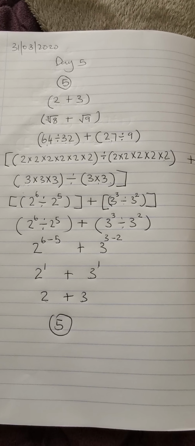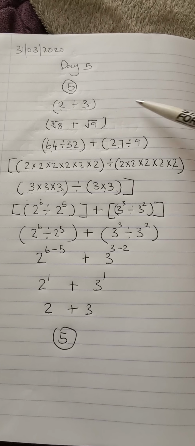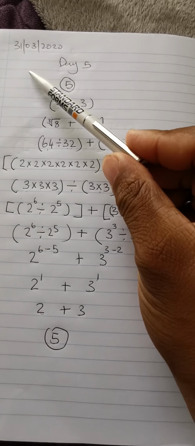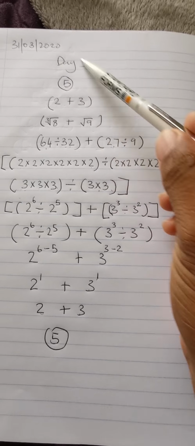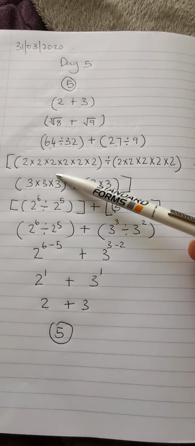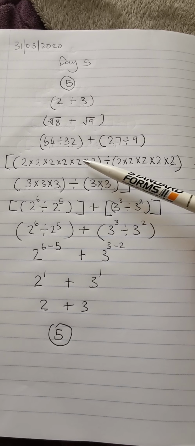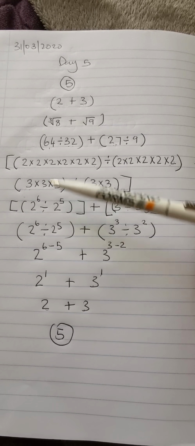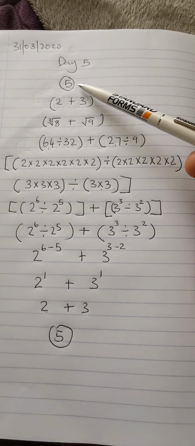Today it is day 6. Remember, yesterday it was day 5. The 31st of March 2020 was day 5, and we worked around how possible it was for us to get to 5 using 5. So today it is the 1st of April 2020, and this is no April Fool's Day. This is exactly the 1st.